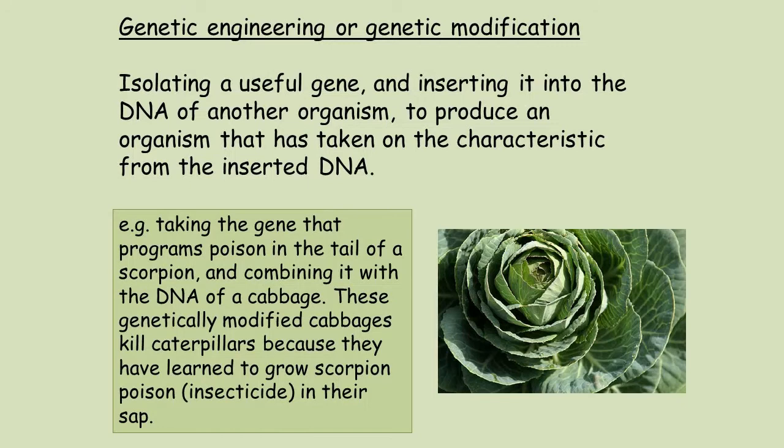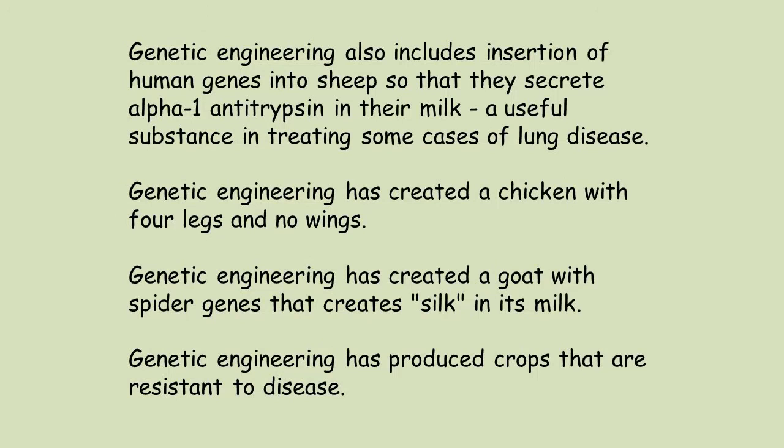And here's some more examples of genetic engineering. So inserting human genes into a sheep's DNA so that they produce a chemical in their milk that's useful for treating lung disease. We've genetically engineered chickens that have 4 legs and no wings. They probably taste nice, but you can't catch them. We've genetically engineered a goat with spider genes that create silk in its milk. And very common and very useful, we've genetically engineered crops that are resistant to disease.